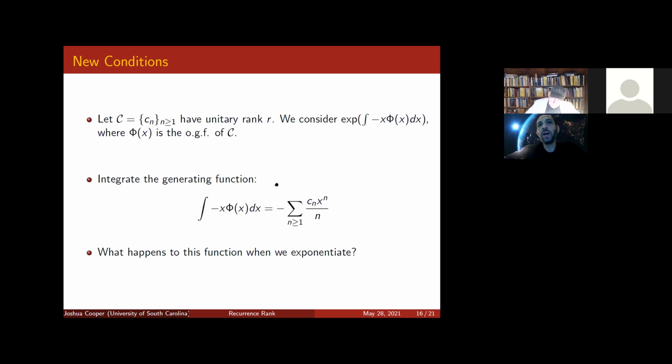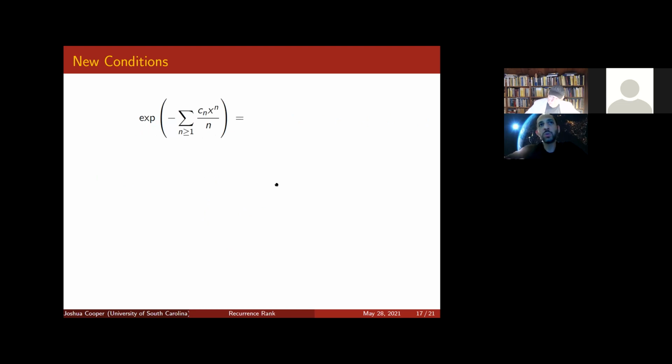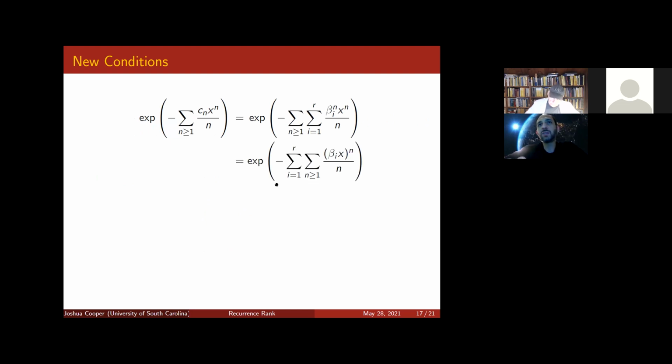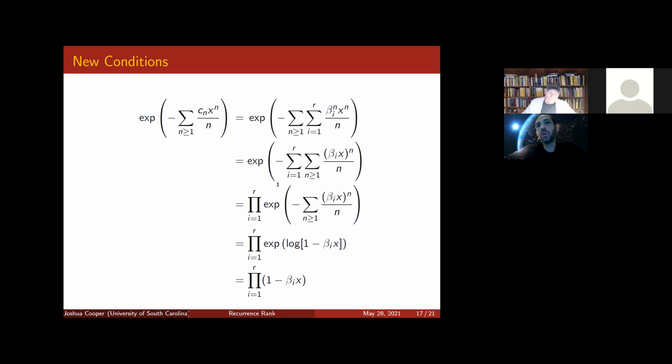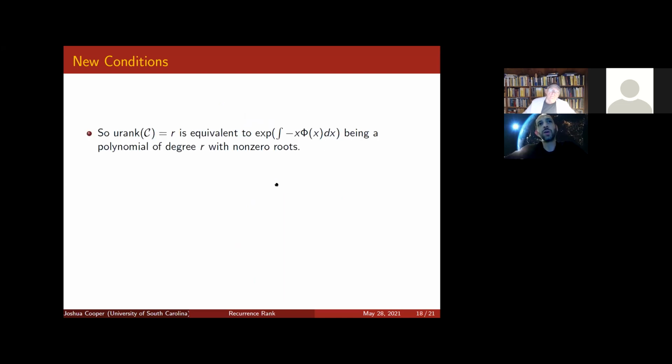And when you exponentiate that, notice what happens. Of course, we wrote the Cn's as the sum of these beta i to the n's. Just rearranging a little bit, turning the sum into a product, and then that's just the log inside the parentheses. And of course, those cancel. Oh, you just get a polynomial. So that funny exponential is a polynomial. Being the log of a polynomial is also equivalent to having unitary rank R.